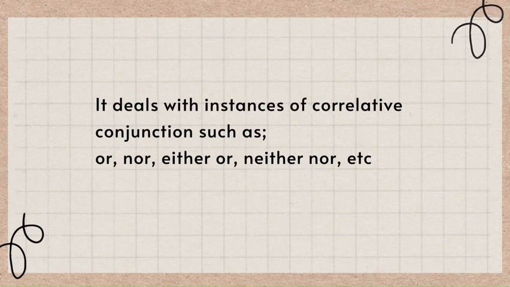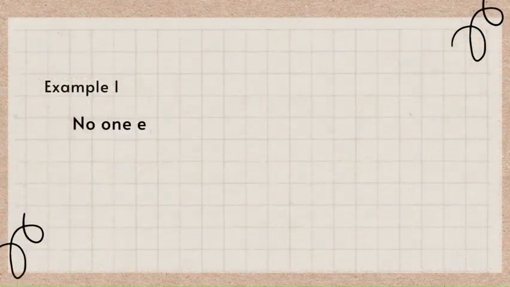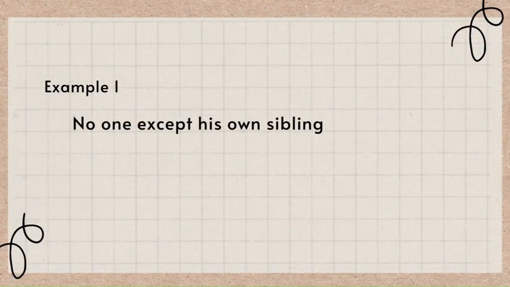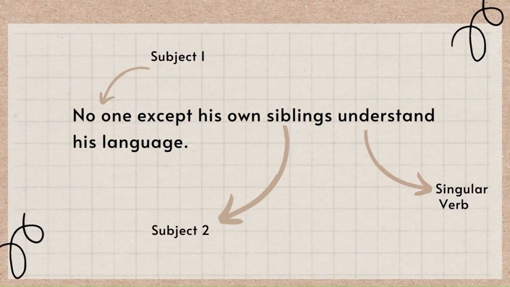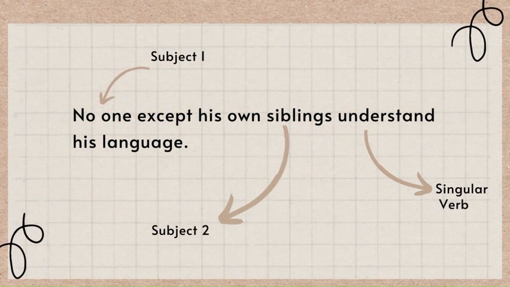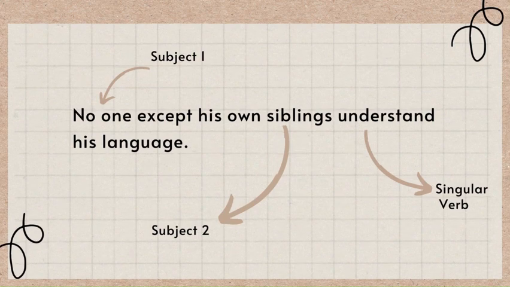Let's look at these examples. No one except his own siblings understand his language. So in this example, you realize that we have two different subjects, but the verb agrees with the subject that is closer to it. So we have no one, we also have his own siblings, but the verb is closer to his own siblings. And since his own siblings is plural, the verb should be plural. That is why we have understand.